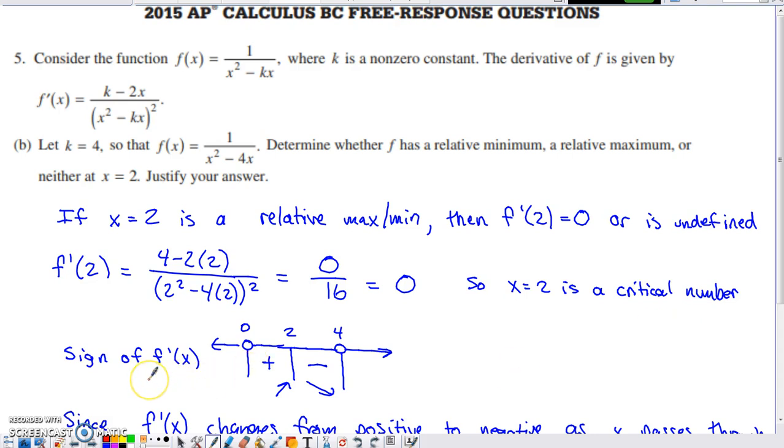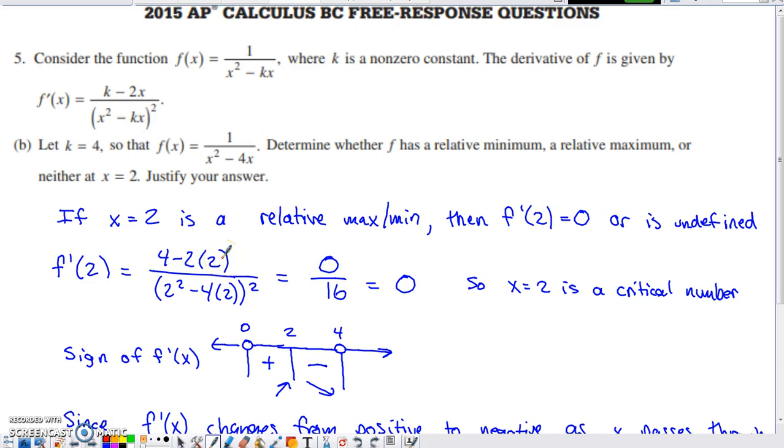If we want to confirm what we have there, we would want to build a little sign chart. Now, the thing you have to be really careful about with regard to this sign chart is that although we're mainly concerned with the x value of 2, we do need to know where else the derivative has the potential to change signs. And so the only time that this derivative, when k is 4, is equal to 0 is when x is 2.